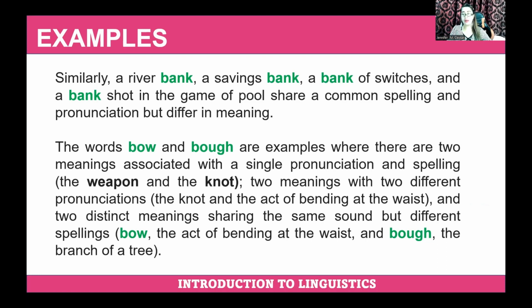Dito naman sa ikalawa, magkaiba siya ng meaning, of course, at spelling. Tingnan natin kung magkatulad siya ng pronunciation. Is it a bow and a bow? Yung isa ay bow and bow. So, yun ang examples natin ng homonyms. Pwede siyang homograph, pwede siyang homophone.